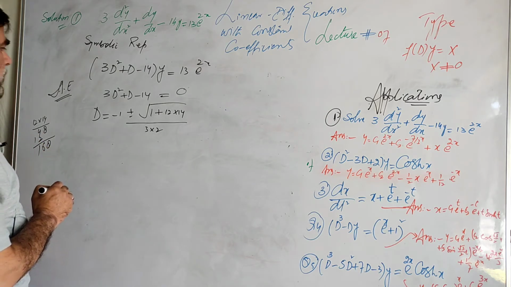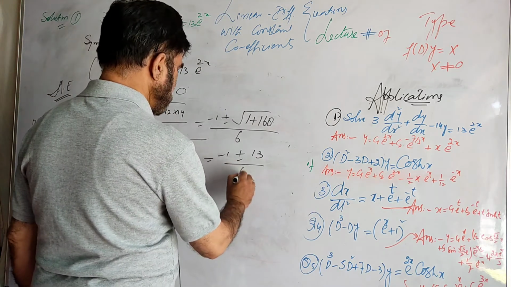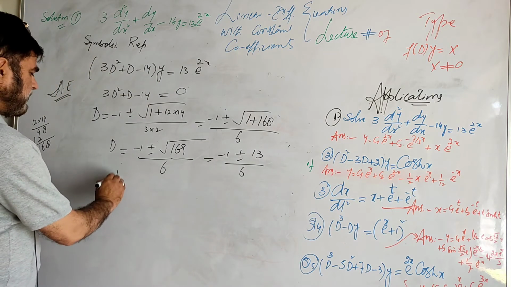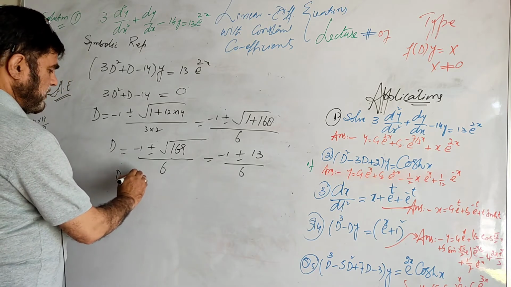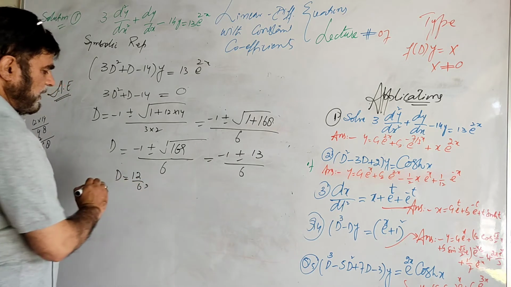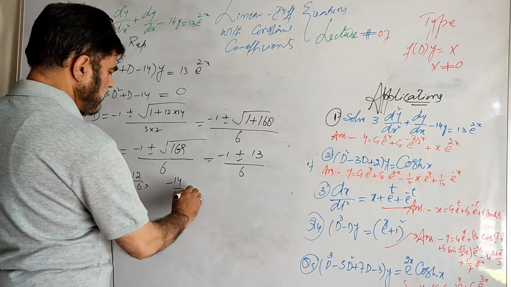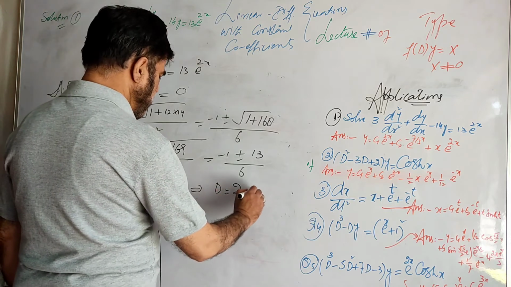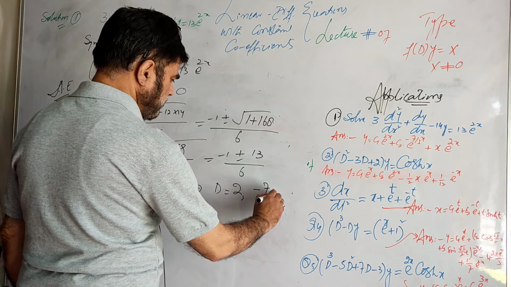It is 1 by 6. Okay, your d is 12 by 6 and minus 14 by 6, which implies you get d as 2 and minus 7 by 3.